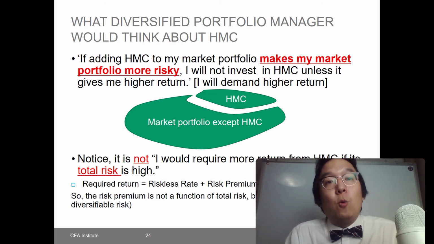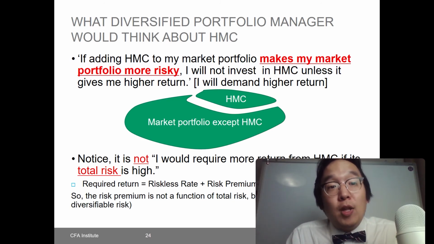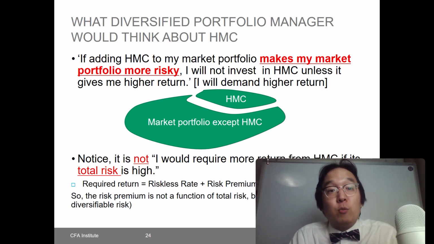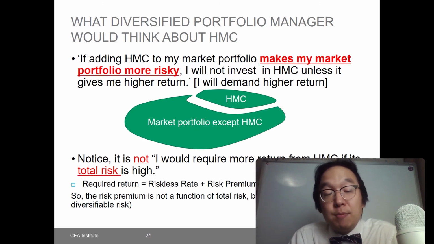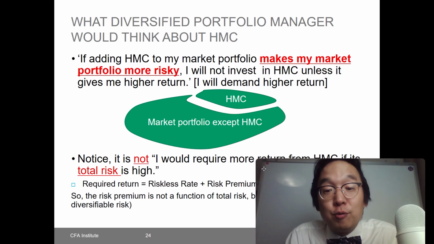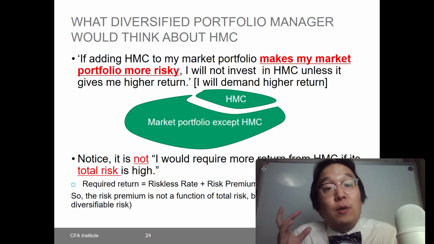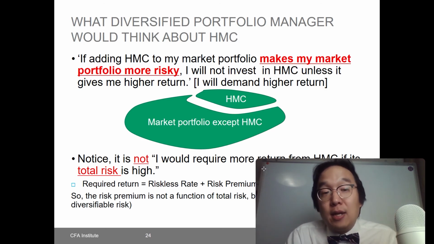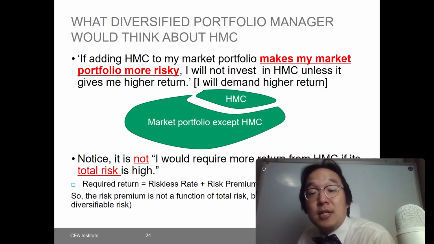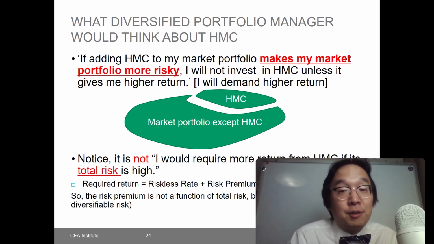Then, what would a diversified portfolio manager think about HMC? Diagram-wise, it would look like this. If adding Hyundai Motor Company to my market portfolio, the KIC managers, and then adding this HMC makes my market portfolio more risky, I will not invest in HMC unless it gives me higher return, okay?